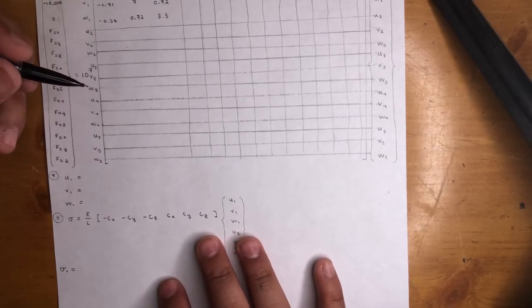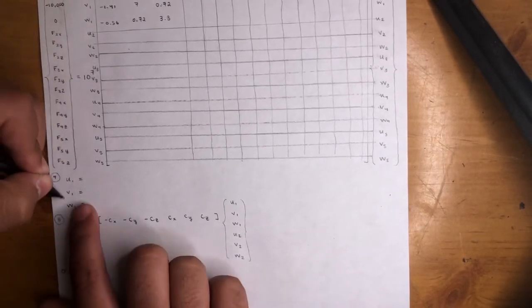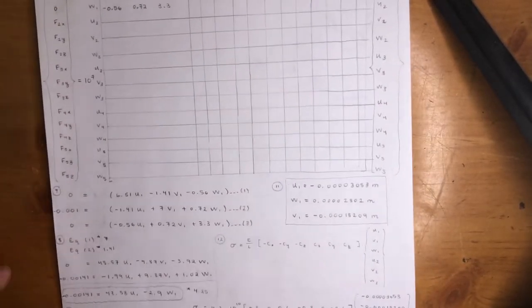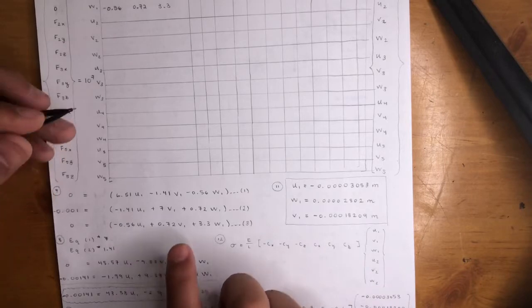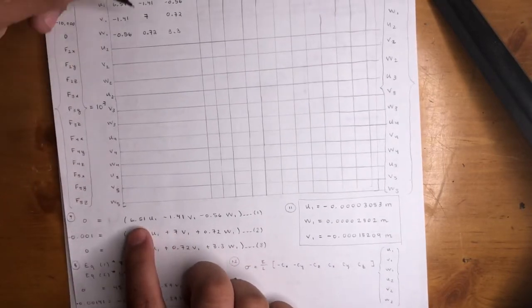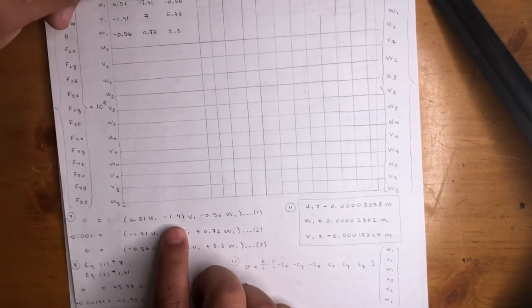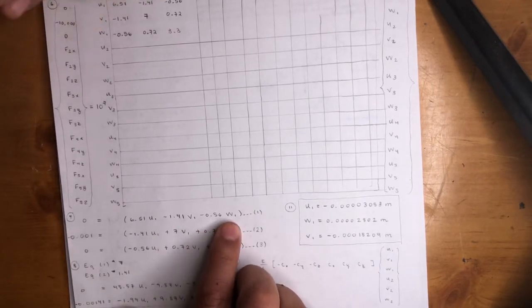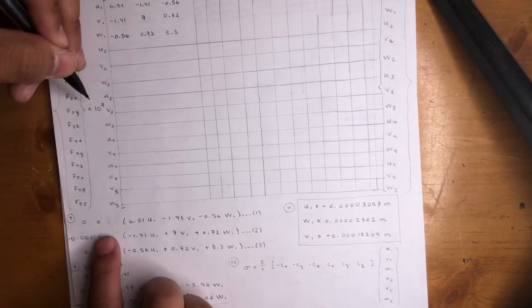let me go ahead and show you. I'm going to just give you the answers, but I'm going to show you how to do it. So there's my other paper, right? It's the same thing. Forget all this, I'll explain this in a bit. But the point is, it's 6.51 U1 minus 1.41 V1 minus 0.56 W1 is equal to 0. But you multiply it times 10 to the 7.